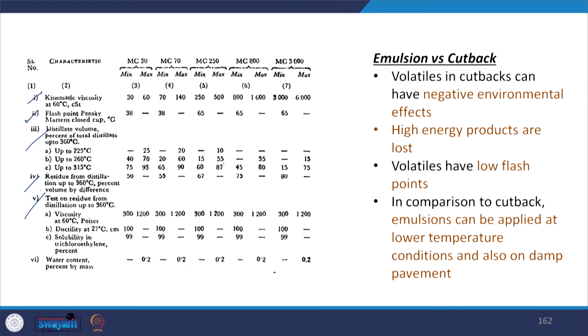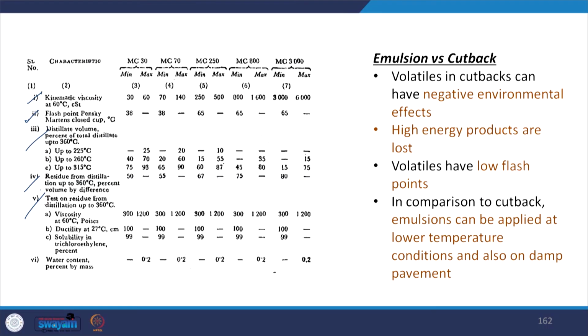The reason being that cutback bitumen has volatile components which can have a negative environmental effect, because this is again a petroleum product, and since this is a high energy product, it is just lost because of evaporation, and we are not able to get the cost benefit. Since these are volatile components, it has low flash points, which means more safety concerns while working with cutback bitumen.